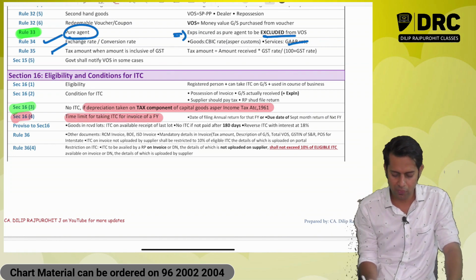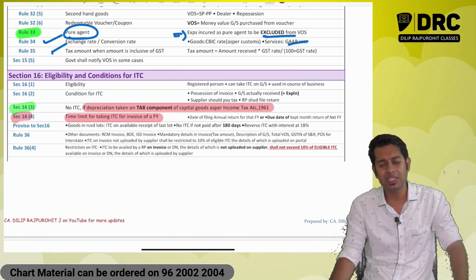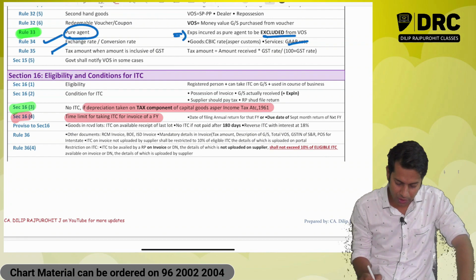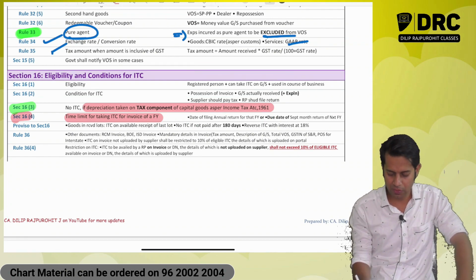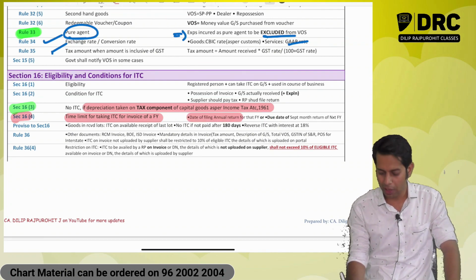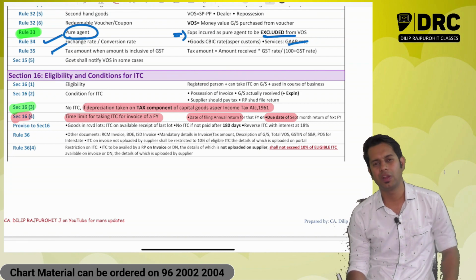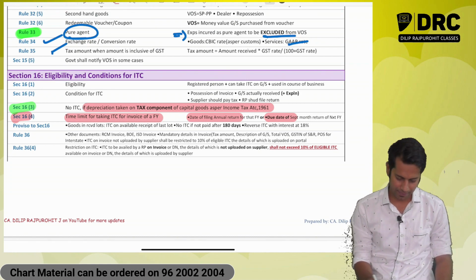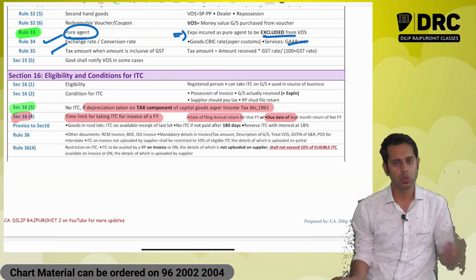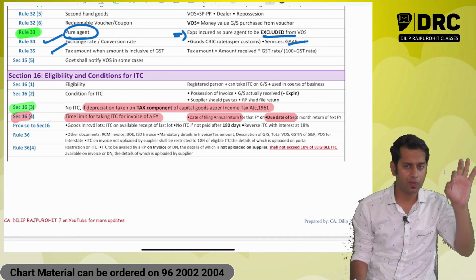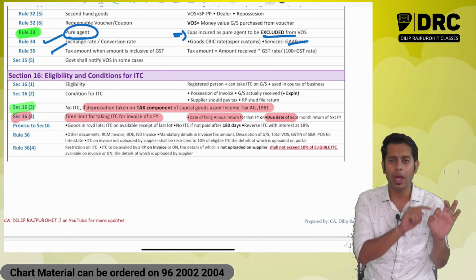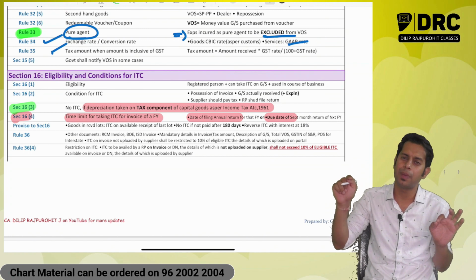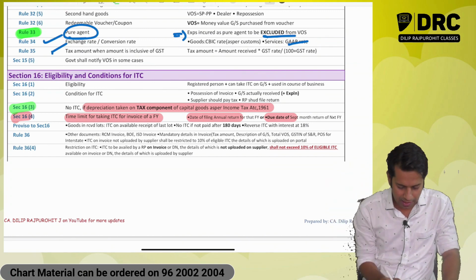Section 16 subsection 4, last date to take input tax credit. The last date to take input tax credit as per section 16 subsection 4 is the date of filing the annual return or the due date of filing the return for the month of September of the next financial year, whichever is earlier. So, the date of filing the annual return for that financial year to which the invoice pertains, or the due date of filing the return for the September month of the next financial year, whichever is earlier.